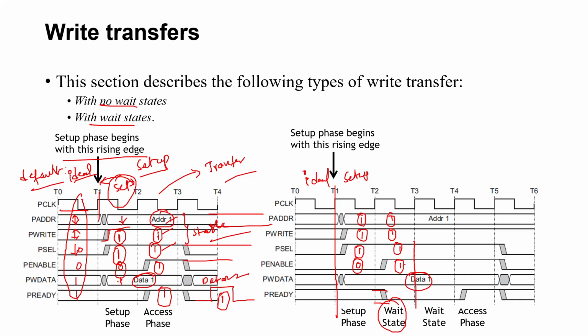Select is high, enable is also high, but ready is not happening. Then it is only waiting. T2 to T3 to T4 is also a wait state. We are also not getting the PREADY signal high. That is also a wait state.